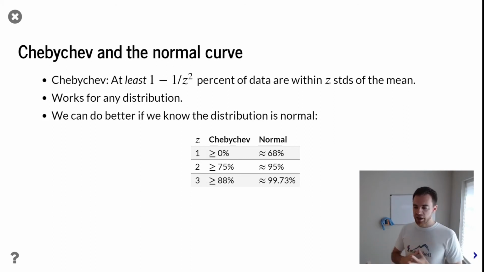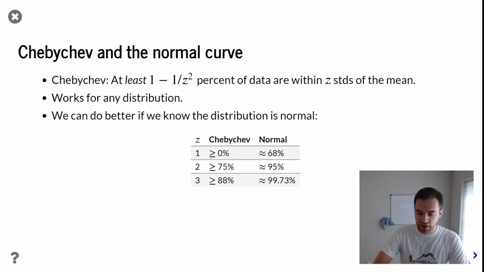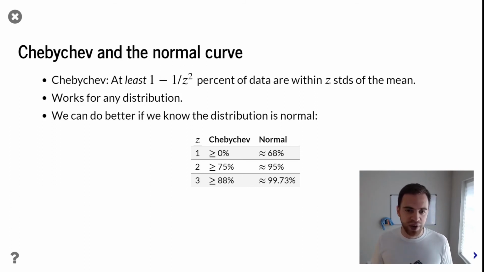Now, let me go back to something from last lecture, Chebyshev's theorem, Chebyshev's inequality, and compare it to what we just learned here. So remember, Chebyshev told us something very similar to what we're learning here. It said that if I know a standard deviation, then at least 1 minus 1 over z squared percent of the data are within z standard deviations of the mean. And now I've learned this, it tells me that I can compute it with SciPy norm CDF.